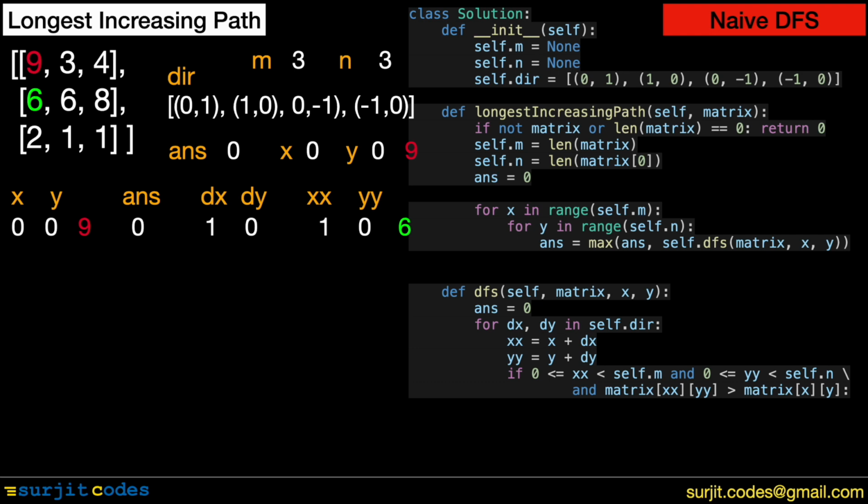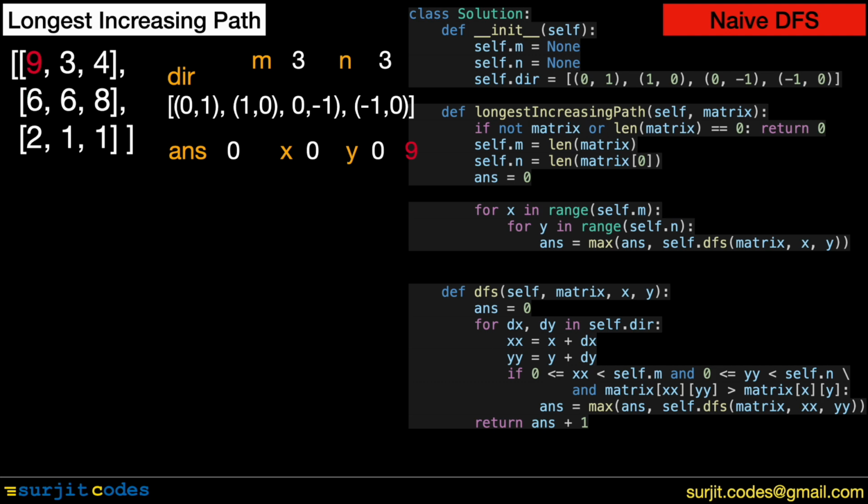Other two directions of 9 are outside the matrix, so if statement is skipped in all the four cases and we come out of the for loop and we return 1 to the main function. 1 is more than the previous value of ans, so its new value becomes 1. This indicates that the path originating from 9 is of only 1 unit length. New values of xy are 0, 1, which starts new DFS.